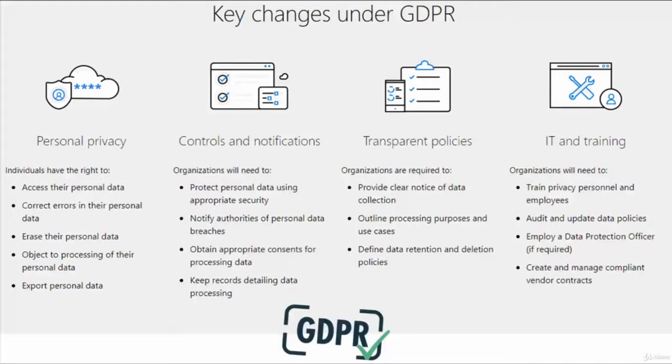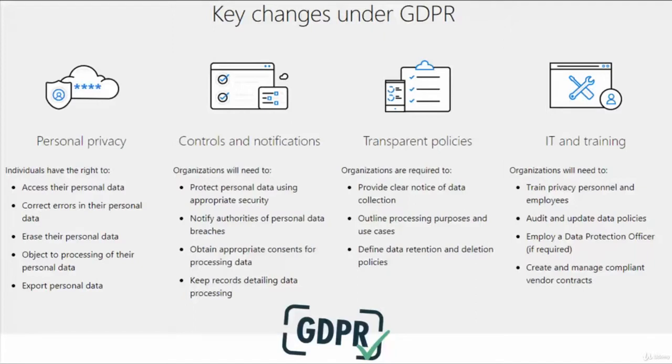Transparent policies: organizations are required to provide clear notice of data collection, outline processing purposes and use cases, and then define data retention and deletion policies. So notice within Office 365, your organization most likely is already using Office 365. It all comes built in. For example, you can set up the DLP, data loss prevention policies. You can set those up within the environment.